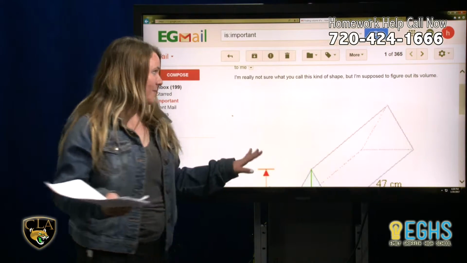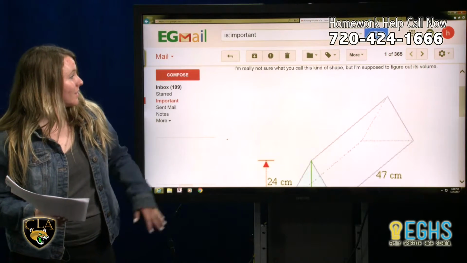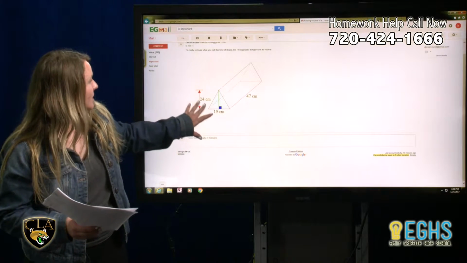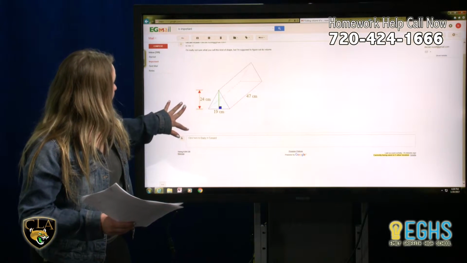So this is going to be a math question. Okay. All right. So it says on this question, no, they're not really sure what kind of shape this is, but they're supposed to figure out the volume.